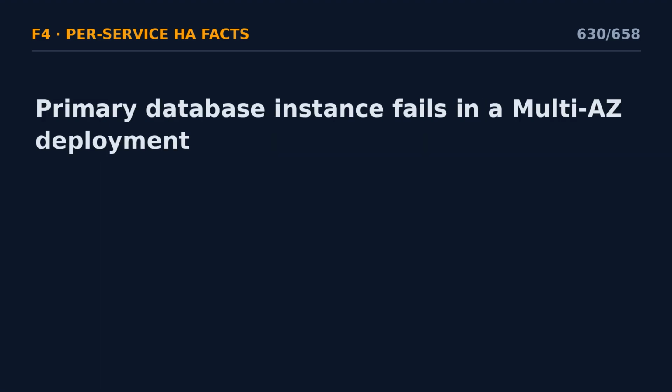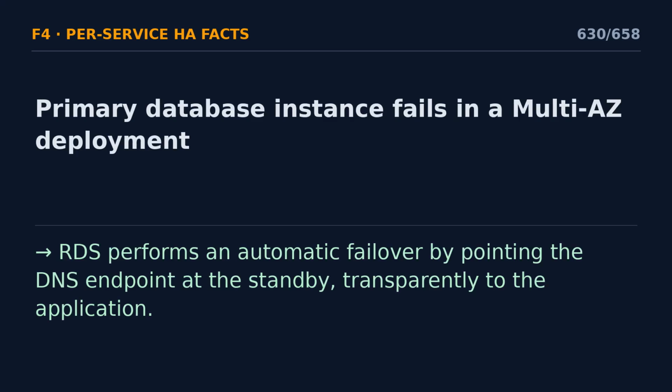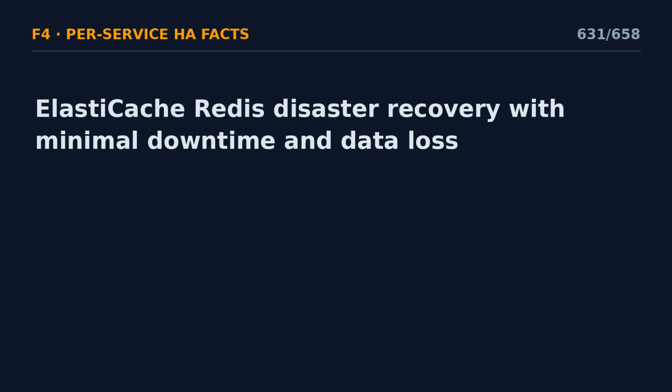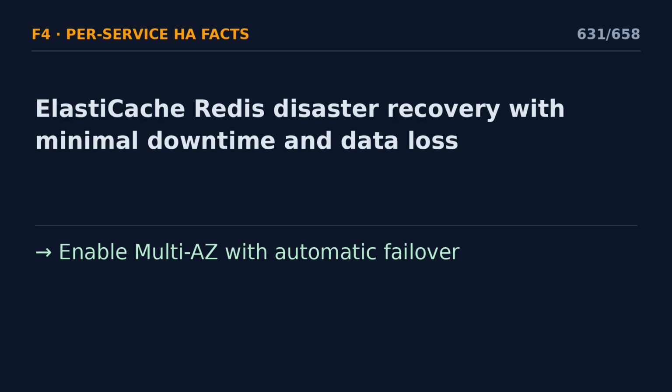Primary database instance fails in a multi-availability zone deployment. Answer. RDS performs an automatic failover by pointing the DNS endpoint at the standby transparently to the application. ElastiCache Redis disaster recovery with minimal downtime and data loss. Answer. Enable multi-availability zone with automatic failover.